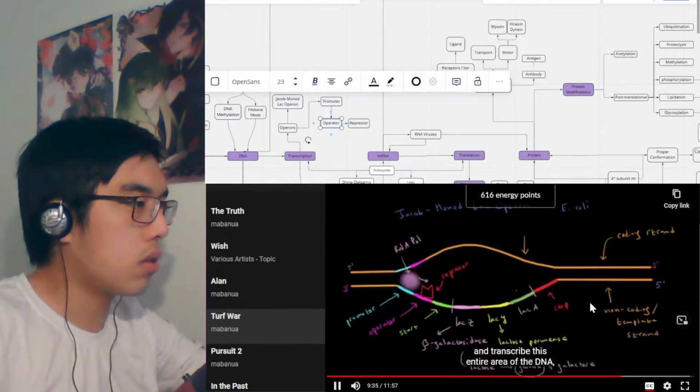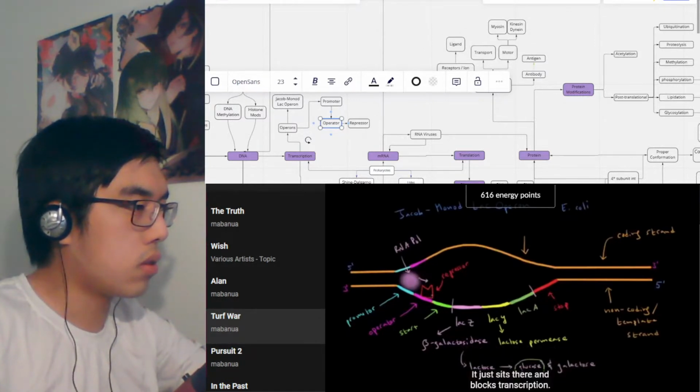We want RNA polymerase to proceed in this direction and transcribe this entire area of the DNA, but the repressor doesn't allow it to do that. It just sits there and blocks transcription. And so again, this is the default situation in the cell. It uses glucose as an energy source, and transcription of these genes is blocked.